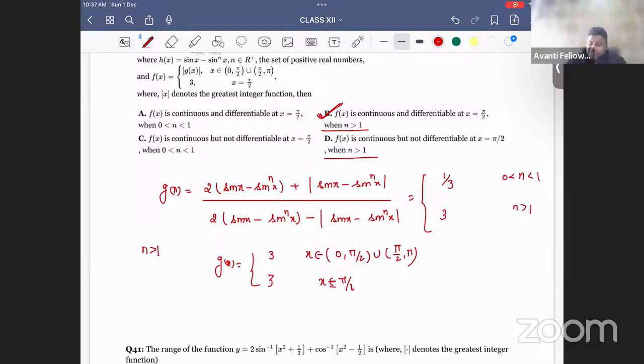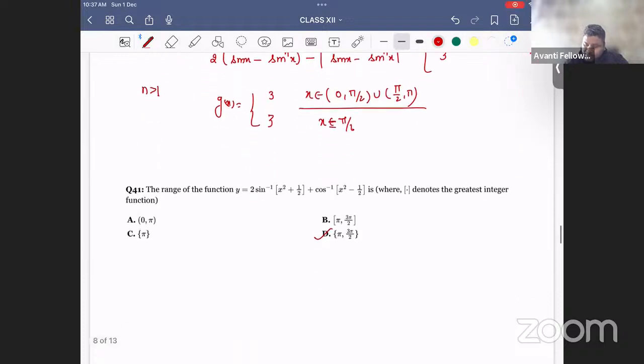If n lies between 0 and 1, in that case, g(x) will be 0, because the greatest integer of g(x) will be 0 if x lies in this interval. So definitely it is discontinuous and non-derivable. Correct? Now, see this question.